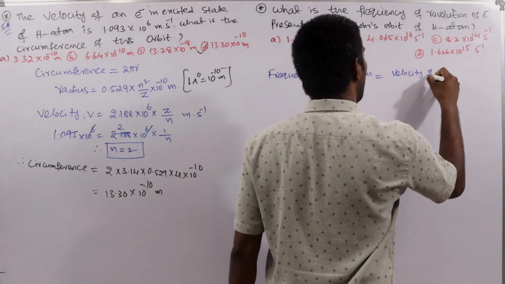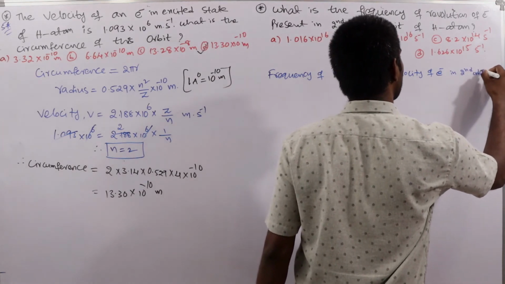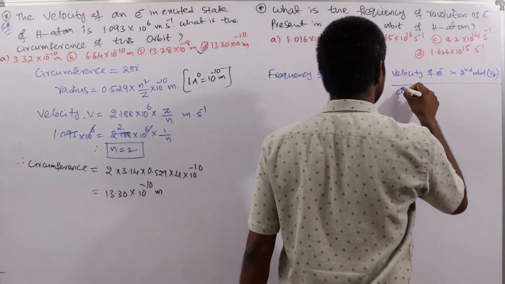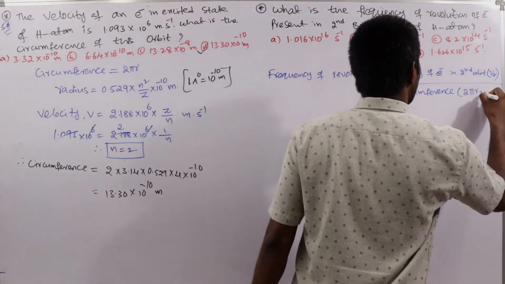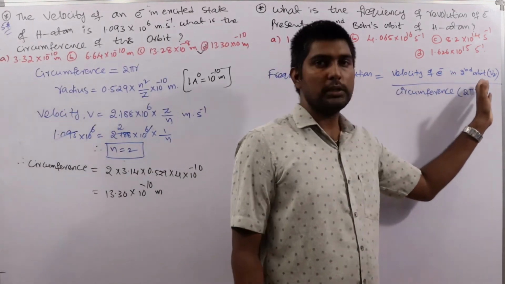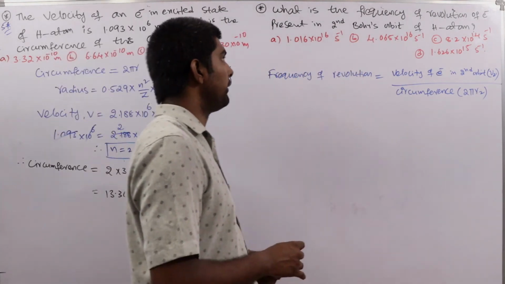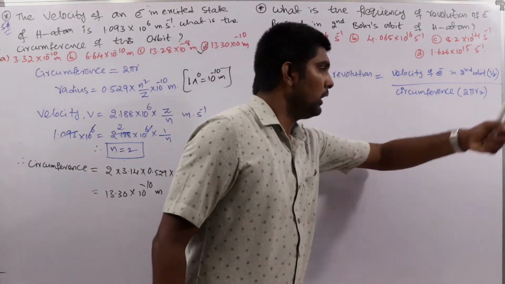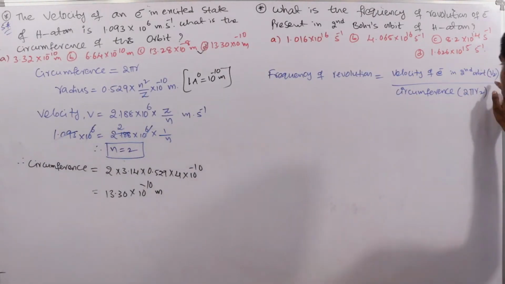Frequency of revolution is equal to velocity of electron in second orbit, that is V2, by circumference, that is 2 pi r2. Frequency of revolution is velocity by circumference, general formula. Here electron is present in the second Bohr's orbit, so velocity of electron in second orbit by circumference, that is 2 pi r2. So first here we need V2 and r2.